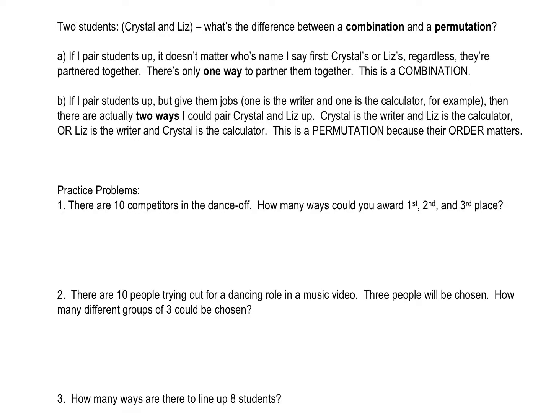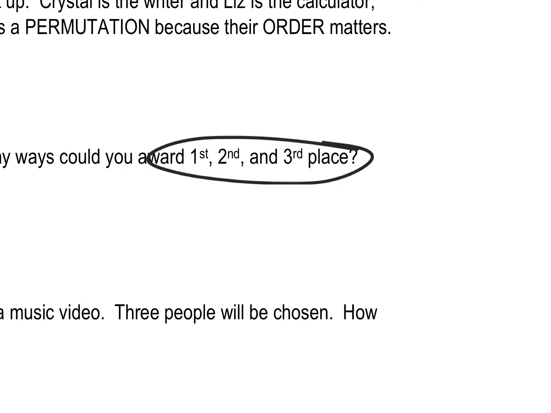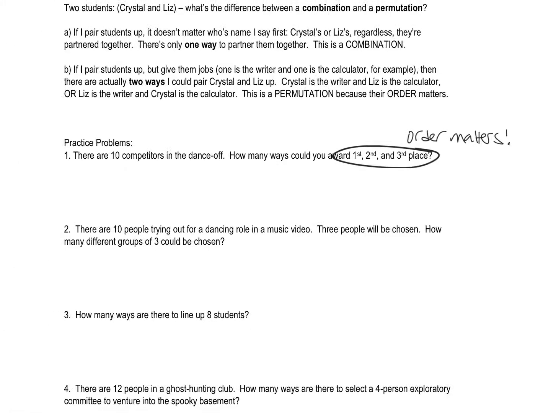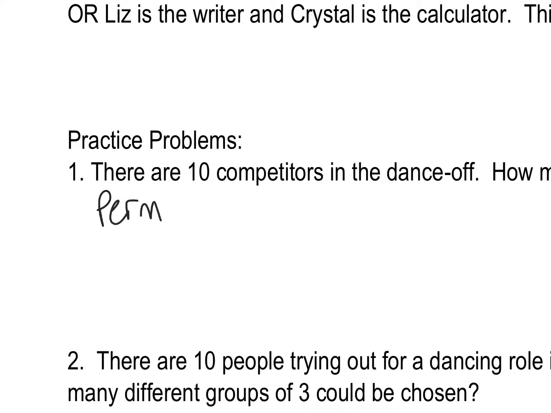But let's look at a couple different practice problems here. So if I have 10 competitors in a dance-off, how many ways could I award first, second, and third place? So here is something very important. This tells me that order matters. And so important thing here is that we are going to use a permutation, and I can also use the slot method. So I'm going to write down permutation. And the symbols for that, which you wrote up there by the formula, is out of 10 competitors, permutation of 3. And so that's what you're going to use in the calculator, or you could use that formula at the bottom or at the top that you wrote.